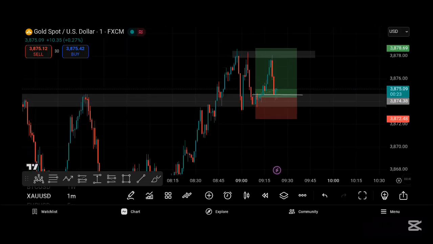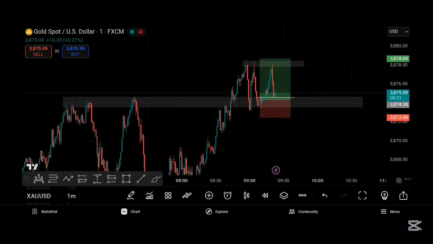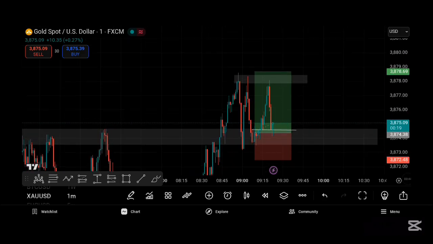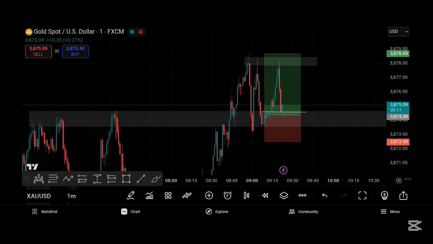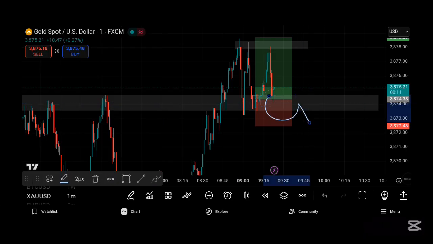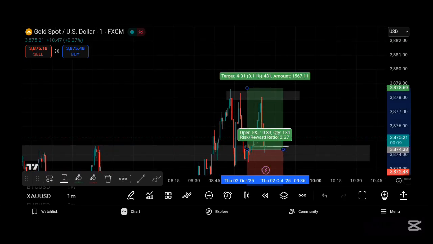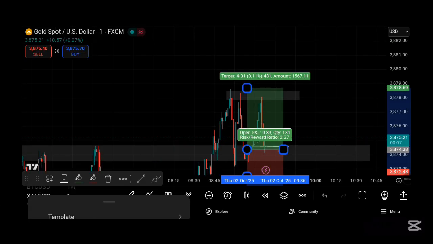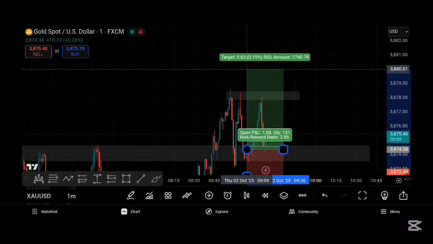So we are currently down in our entry, but I'm going to be holding it. If this market fails to break this zone right here and comes down, that means my next target is where I'm going to be maximizing my profit. Maybe I'll be taking this profit around this upside.